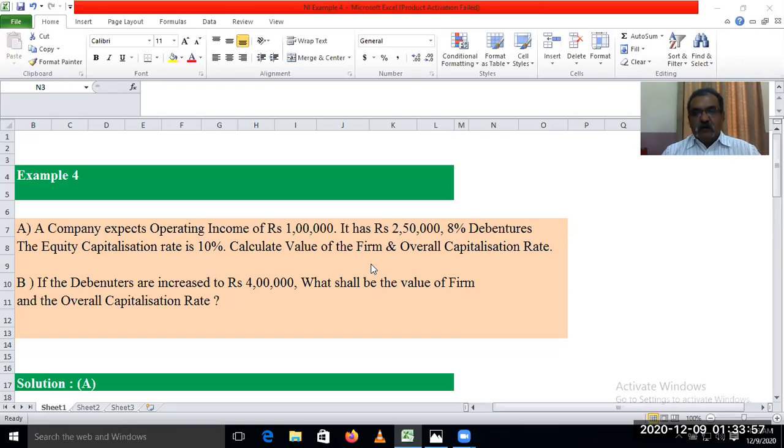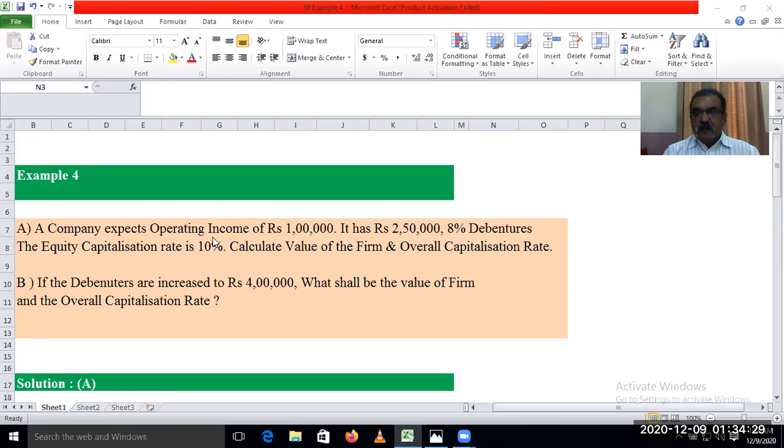How to find out the value of equity? The formula is net income divided by equity capitalization rate. I will repeat again. Net income divided by equity capitalization rate. Out of that, equity capitalization rate is given to us, 10%. Now what we want? Net income. Net income is not given to us. What is given to us? Operating income. So with the help of this operating income, first we will have to find out net income.